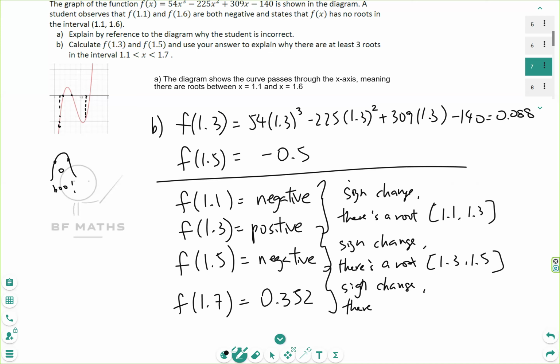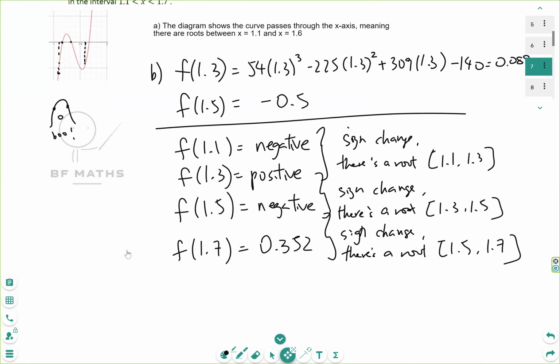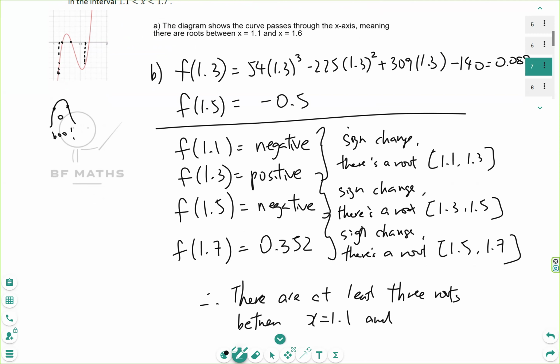There's a root between 1.5 and 1.7. So therefore there are at least three roots between x equals 1.1 and x equals 1.7. Now, why at least? Because have we checked 1.2, 1.4, 1.6? Have we checked 1.25, 1.35, anything between? No. So just for now, we'll say there are at least three.